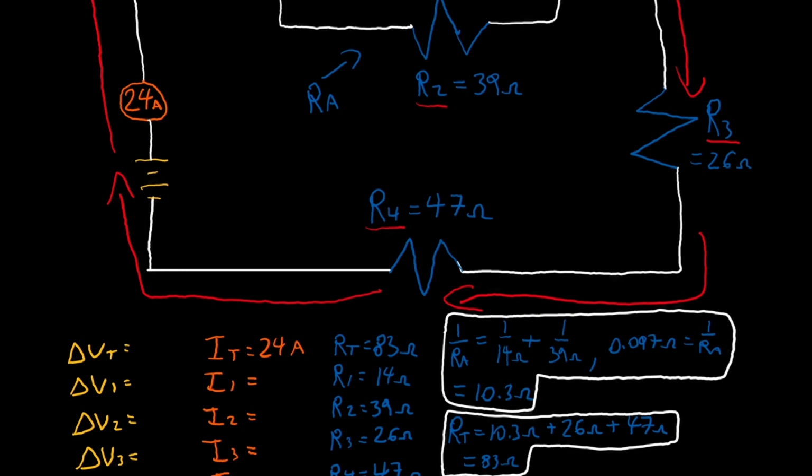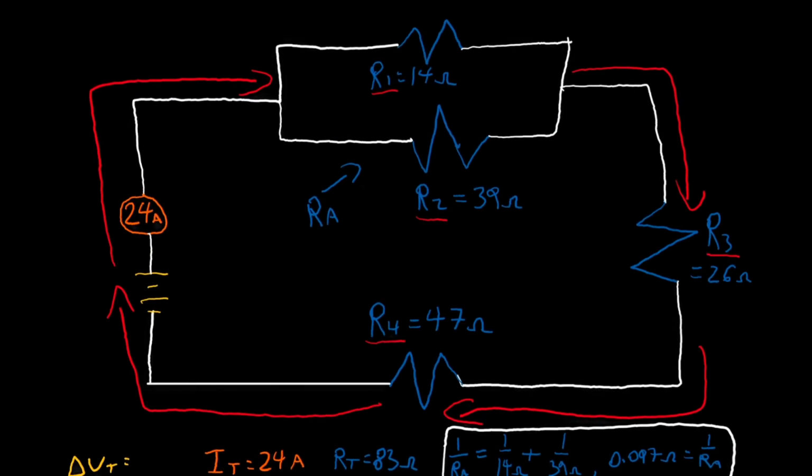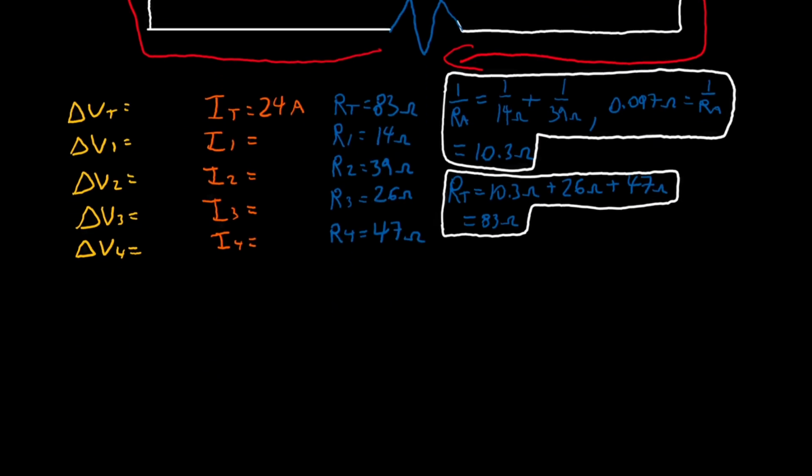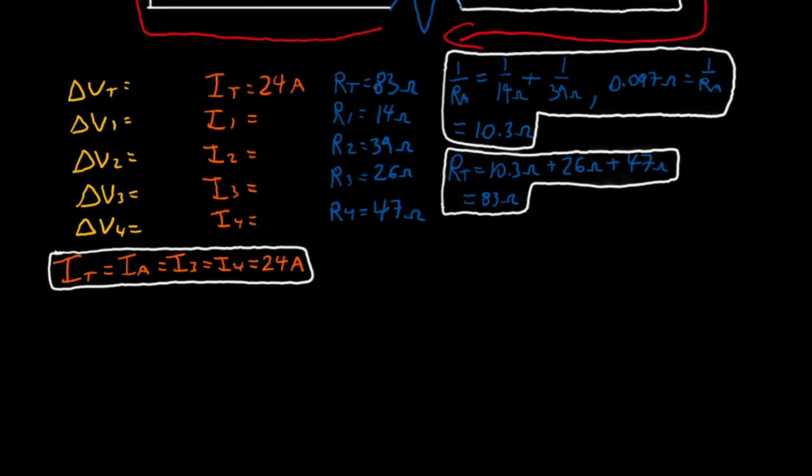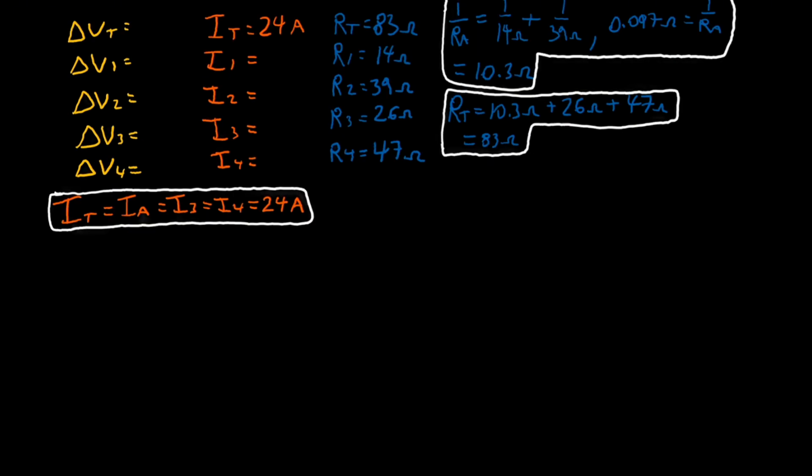The next thing that I wanted to point out is take a look how the current moves throughout the circuit. See, it first goes into this junction where there are these two resistors in parallel. The current splits up into each of these resistors but then meets back over here to form 24 amps again. And as we know, in a series circuit, the total current is equal to the current at each of the resistors. So that means IT equals IA equals I3 equals I4, which is 24 amps. So we can plug this in for I3 and I4, and all we need to find is I1 and I2.